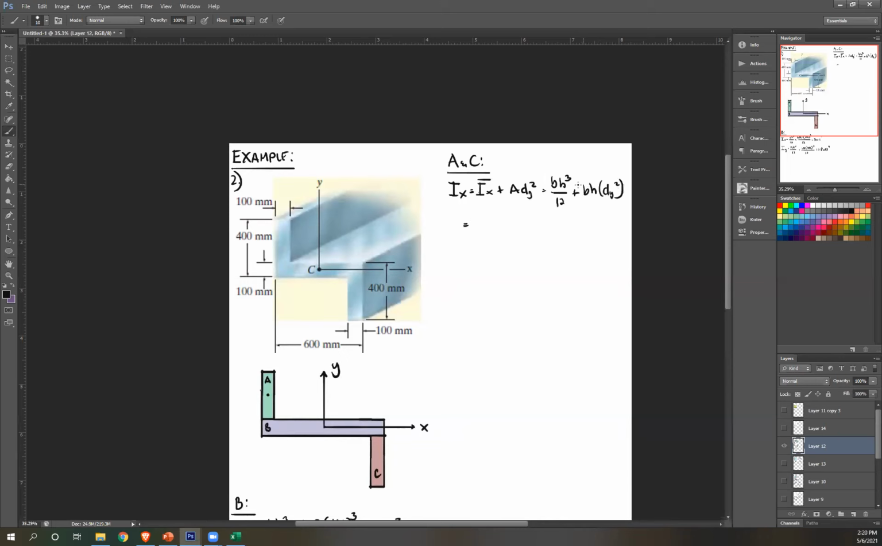Now let's compute. B, the base of this green rectangle, is 100. The height of it is, if this total thing is 400, and then this is 100, therefore the remaining area now is 300. So therefore, the height of that is 300. 300 cubed over 12. Then base times height. Again, base is 100, height is 300. And now we need to get the distance.